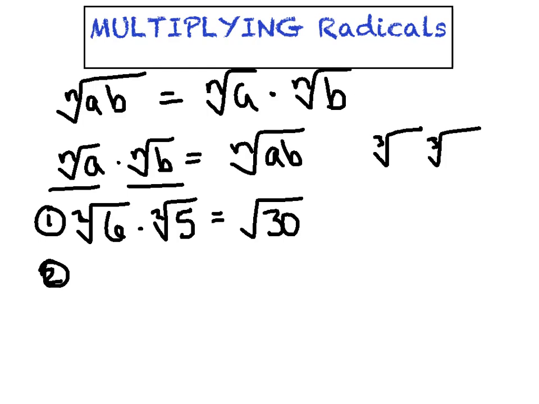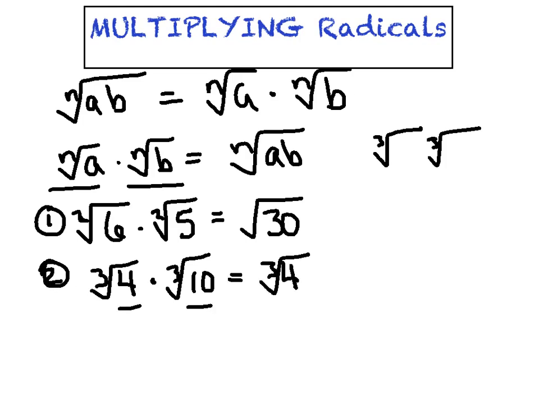Another quick example, if we wanted to do the cubed root of 4 times the cubed root of 10, we have the same index, therefore we're allowed to multiply these numbers together and say the cubed root of 40. It's always a good habit to, before you think you're finally done and can move on to the next problem, ask yourself, can this be simplified? In other words, is 40 divisible by any perfect cubes? Make sure we're looking at the list of perfect cubes, not perfect squares.